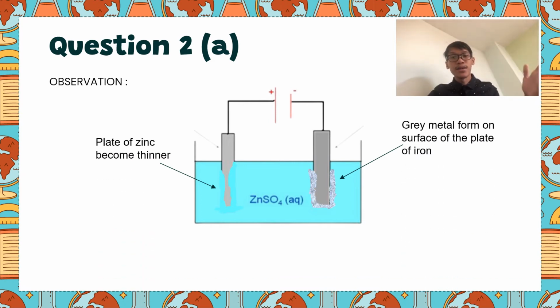In this experiment, we can see that the plate of zinc will become thinner and thinner, while the plate of iron will have shiny metal deposited on it.